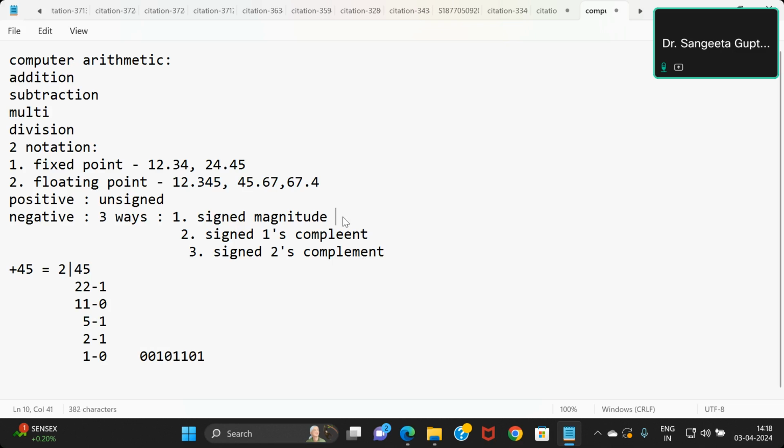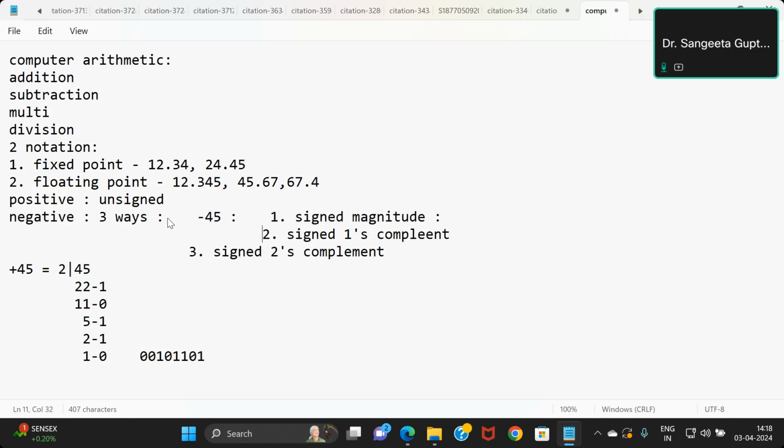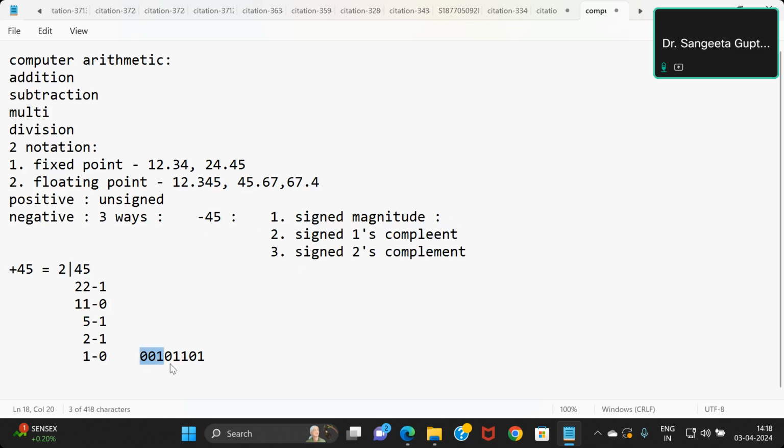Now, when you want to represent the same thing using signed magnitude representation, plus 45 will be represented in the same way. If it is minus 45 and you want to represent that in all three formats, the first thing is we need the binary equivalent of plus 45, which we have got here as 00101101.